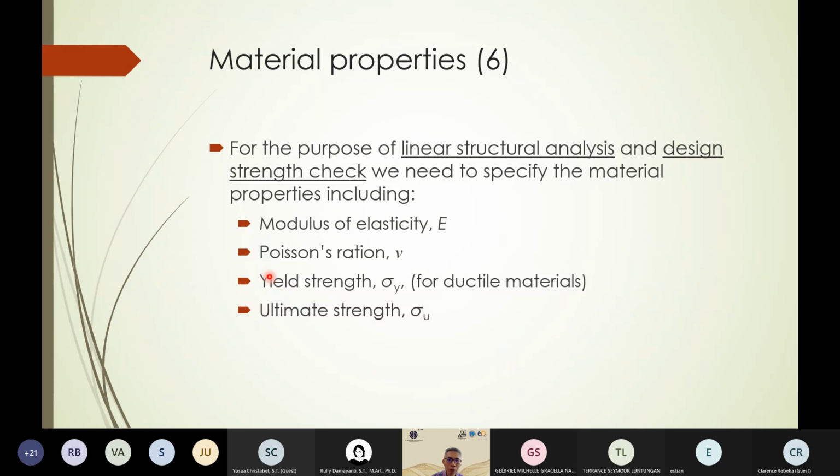Okay, so here is the summary for the material properties. We have modulus of elasticity, Poisson ratio, yield strength for ductile materials, and ultimate strength. Okay. Maybe for bamboo, we also have a kind of modulus of fracture in bending, because we don't have yield strength.